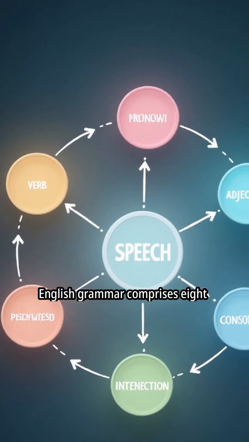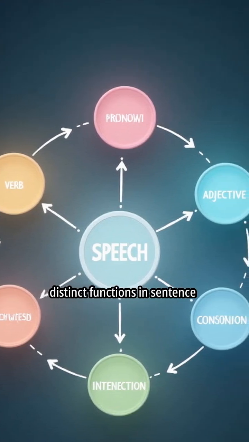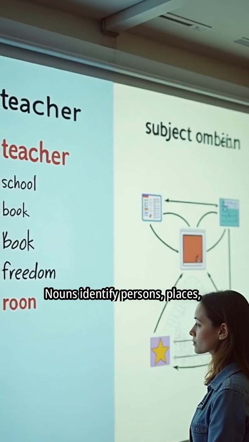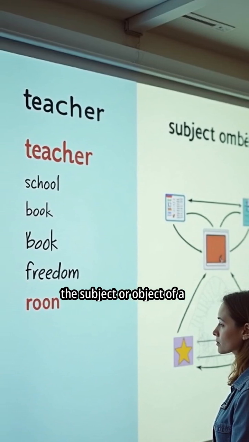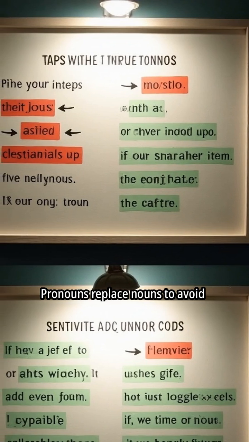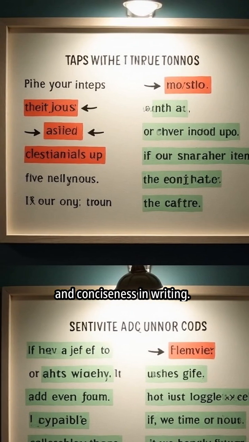English grammar comprises 8 parts of speech, each serving distinct functions in sentence construction. Nouns identify persons, places, things, or ideas, forming the subject or object of a sentence. Pronouns replace nouns to avoid repetition, maintaining clarity and conciseness in writing.